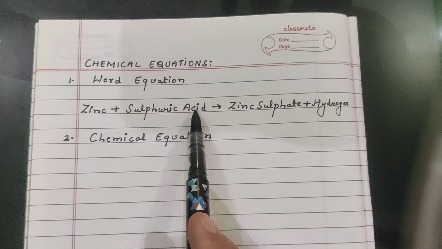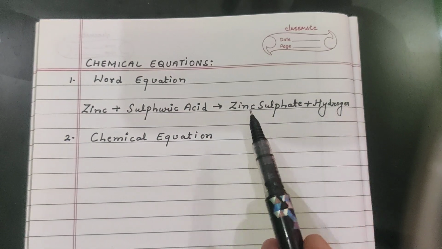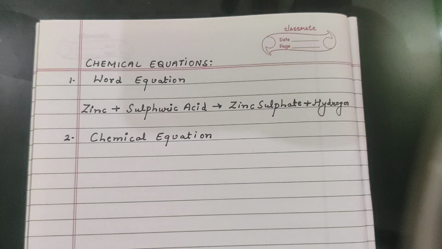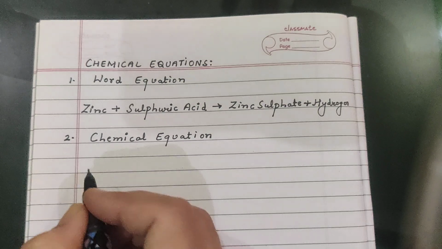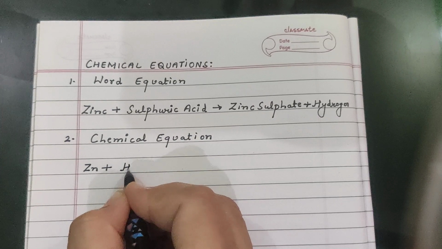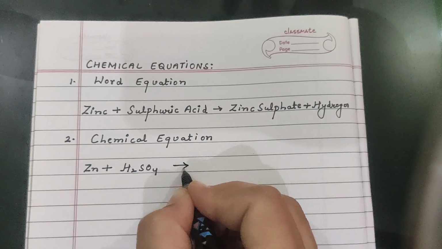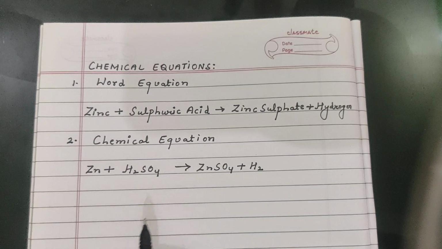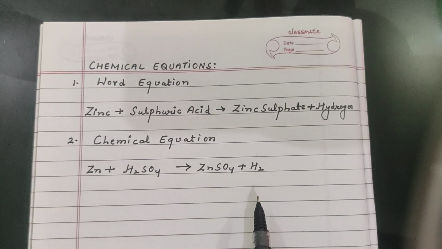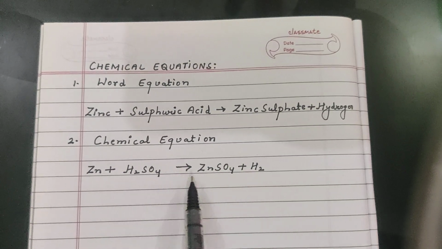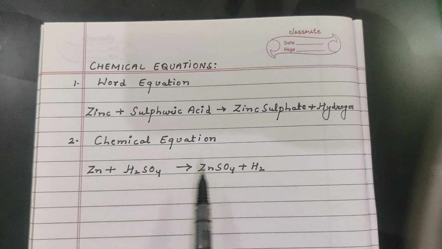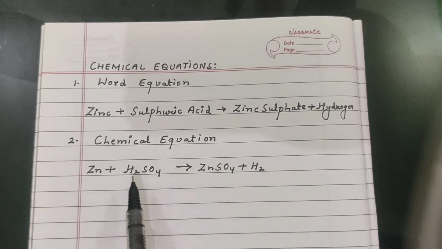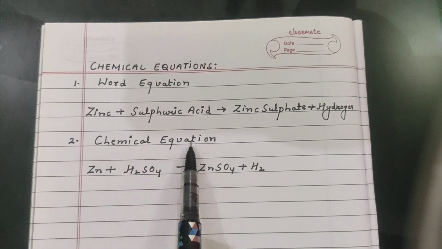Even the above method of writing a chemical reaction is not too short. A still shorter and faster method is used by writing symbols and formulae of the different reactants and products in place of their names. Thus, the above reaction can be represented as Zn plus H2SO4 gives us ZnSO4 plus H2. This is called a chemical equation. Now, if I want to define it, the shorthand method of representing a chemical reaction in terms of symbols and formulae of different reactants and products is called a chemical equation.